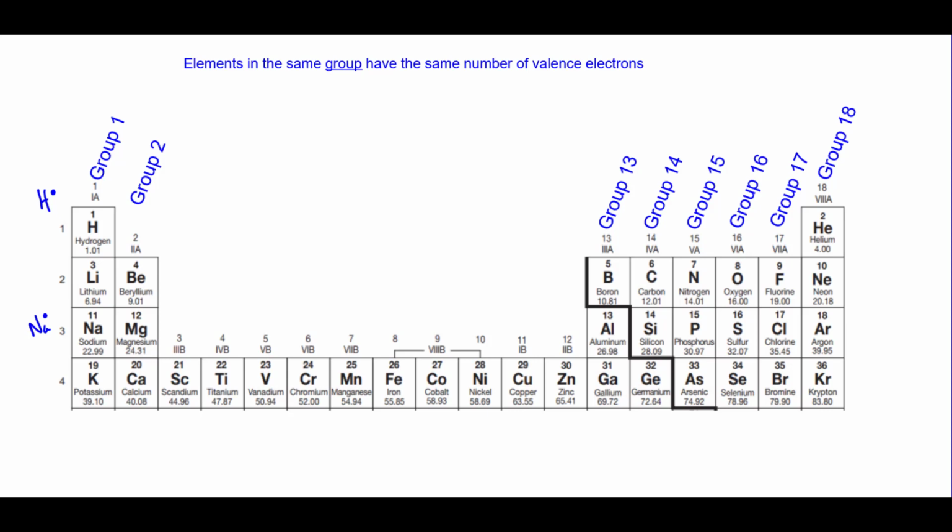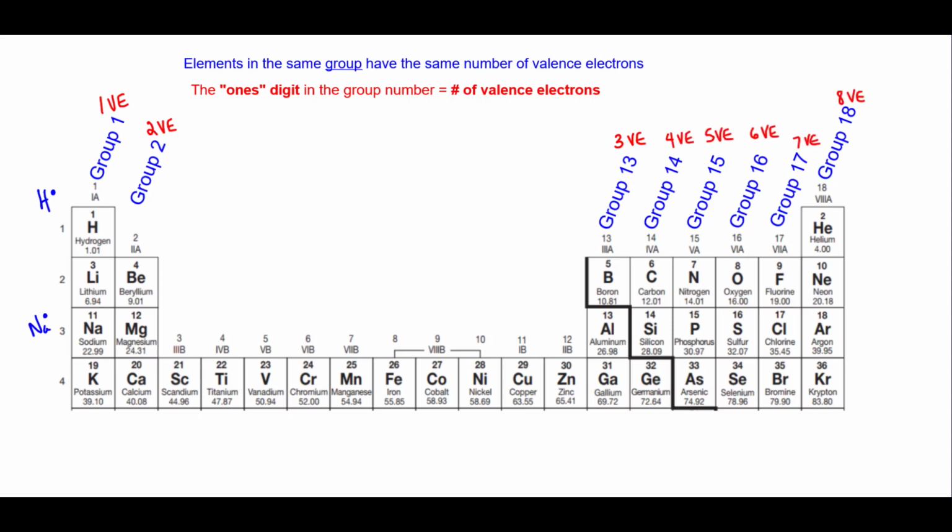So let's get this idea into your notes, that the ones digit of the group number is equal to the number of valence electrons. In other words, elements in group 1 have 1 valence electron. I'm going to use VE. Group 2 elements have 2 valence electrons. Group 13, well, they have 3 valence electrons, and so on.